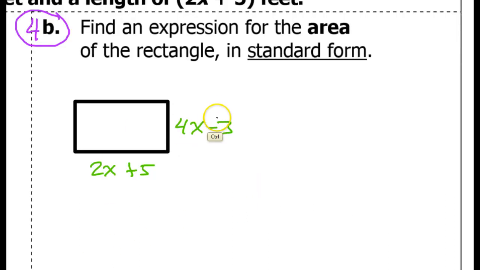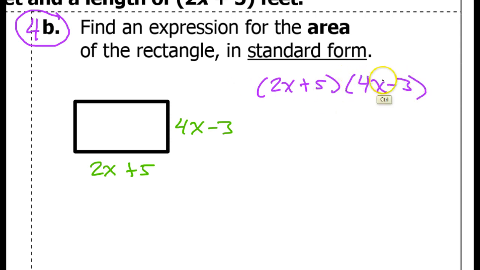Alright, now it's time to do area. But how do we do area? How do we find the area of a rectangle? Well, we multiply base times height, or length times width, however you want to say it. We need to multiply 2x plus 5 times 4x minus 3. And when you multiply, you either do the distributive property twice, or you can use the box method. I think for this problem, I'm going to go back to the double distributive property way of thinking about it.